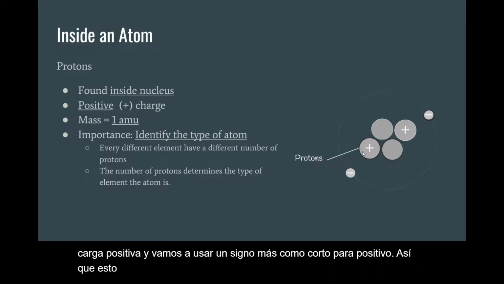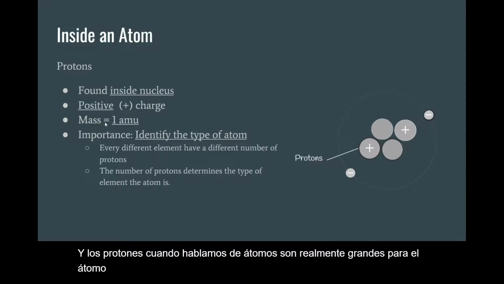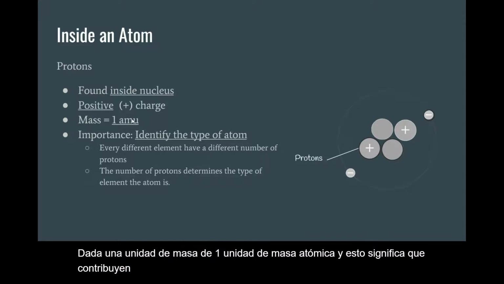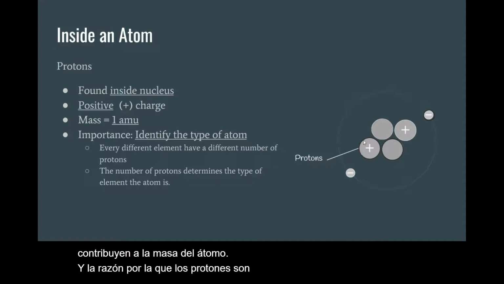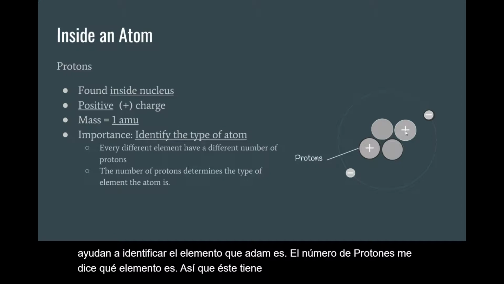These are protons. And protons, when we talk about atoms, are actually big for the atom. I mean, they are given a mass unit of 1 atomic mass unit. And so this means they contribute to the mass of the atom. And the reason protons are important is that protons help me identify the element that atom is. The number of protons tells me what element it is. So this one has 2 protons. That defines it as a helium atom.